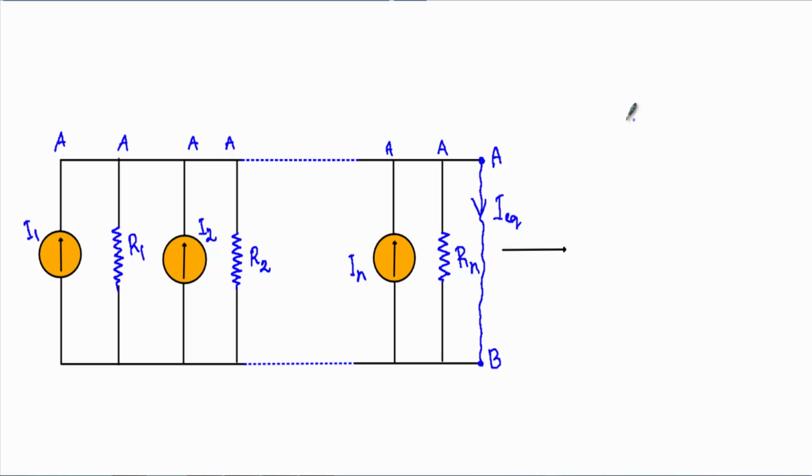Therefore, if I apply KCL at node 1, I will get that this is incoming, and this is also incoming. That means the current sources indicate the incoming currents. I can write that the only outgoing current is I equivalent, and the sum of incoming currents is I1 plus I2 plus In.